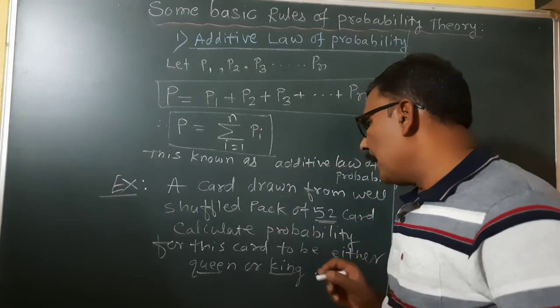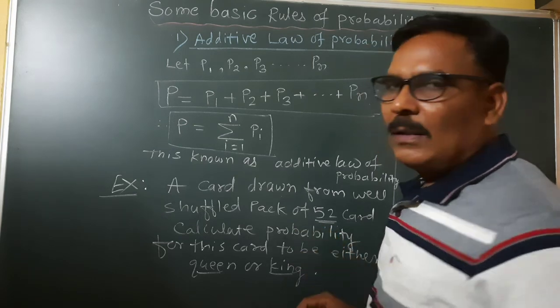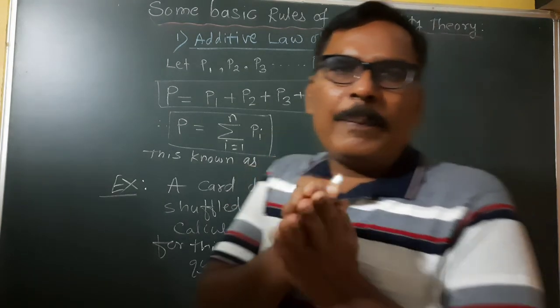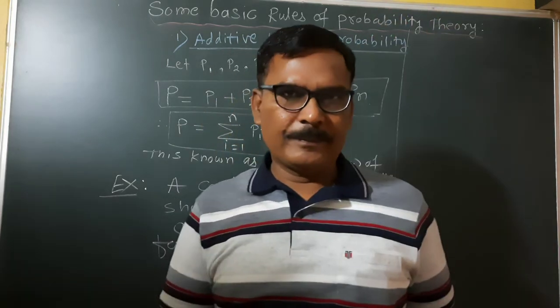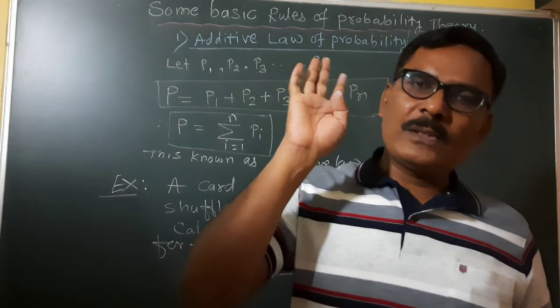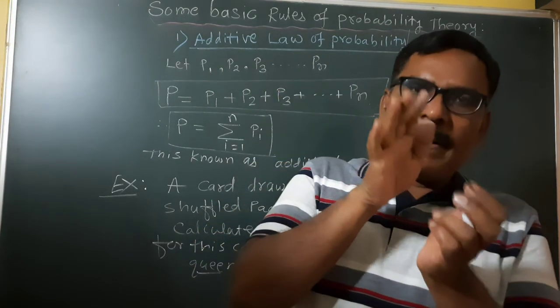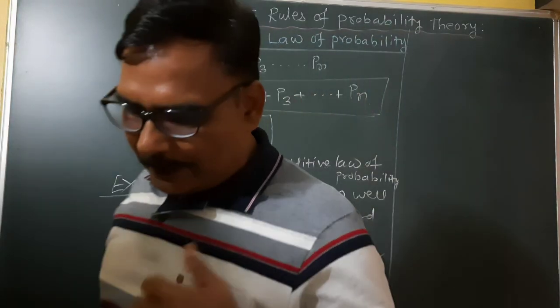Out of the total 52 cards in the pack, we have 4 kings. Each pack also consists of 4 queens. And now we have to find the probability for that.